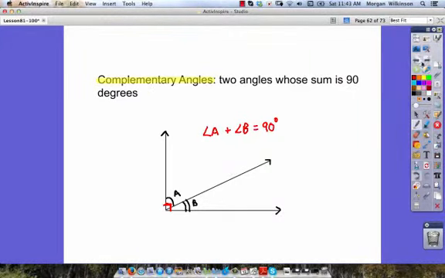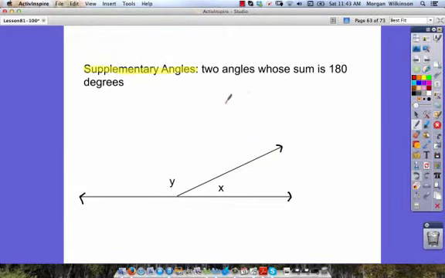Next is supplementary angles. Supplementary angles are two angles whose sum is 180 degrees. 180 degrees is always just a straight line. So here if we have angle X, and here we have angle Y, angle X is acute, angle Y is obtuse. If we said angle X plus angle Y, we would know that those two are supplementary angles because they add up to 180 degrees. You can see that those two angles put together must be 180 degrees.